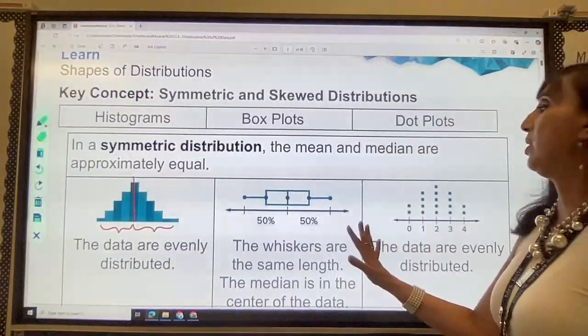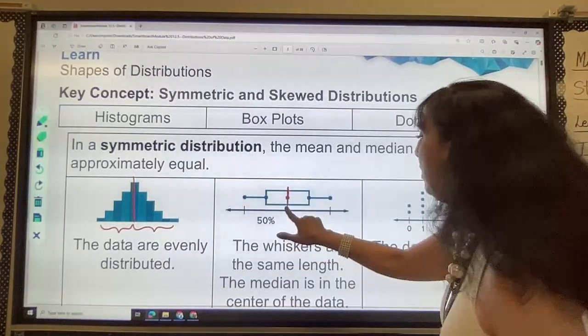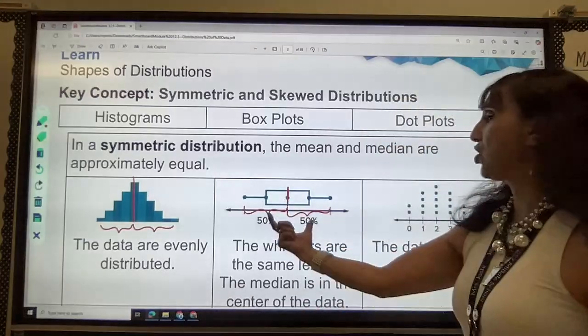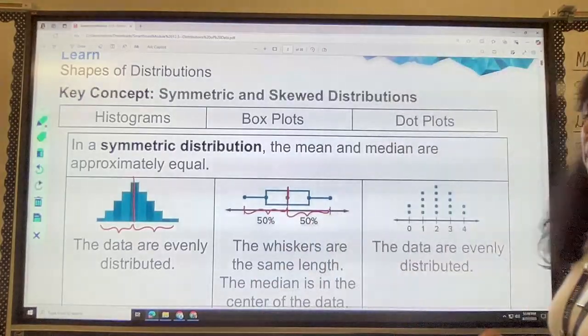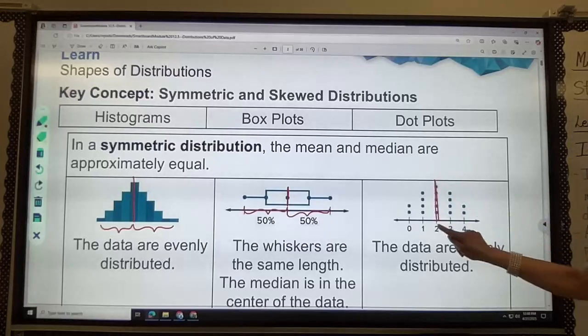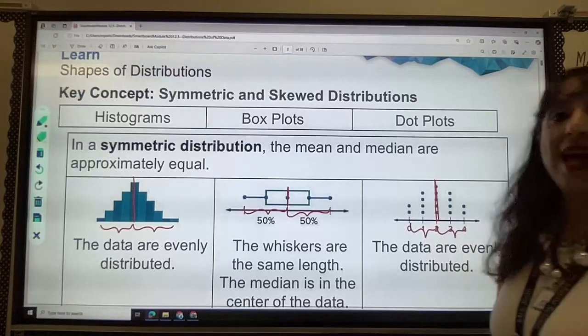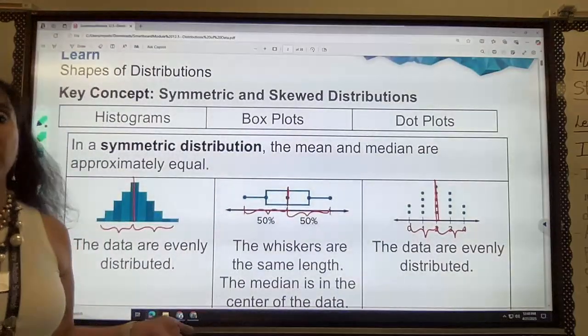And then same thing with the box plot. We go to the median and we know here's the median. And then we look at this portion and this portion. So look at the tail lengths. They are the same. And then we look at the dot plot. We go to the highest. And then we look at this distance and this distance. So as you can see, in all of them, the data are evenly distributed.